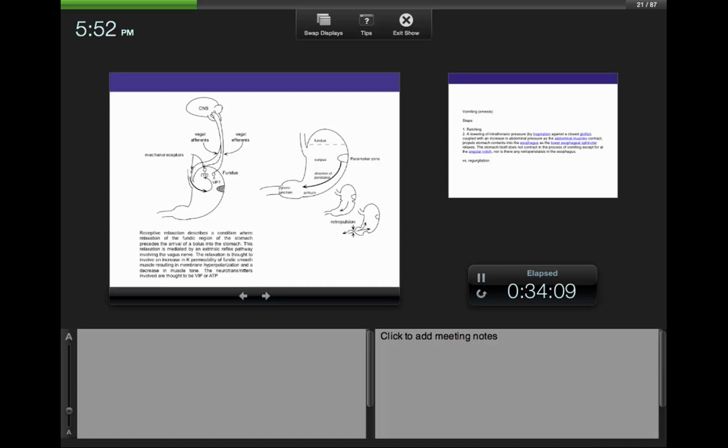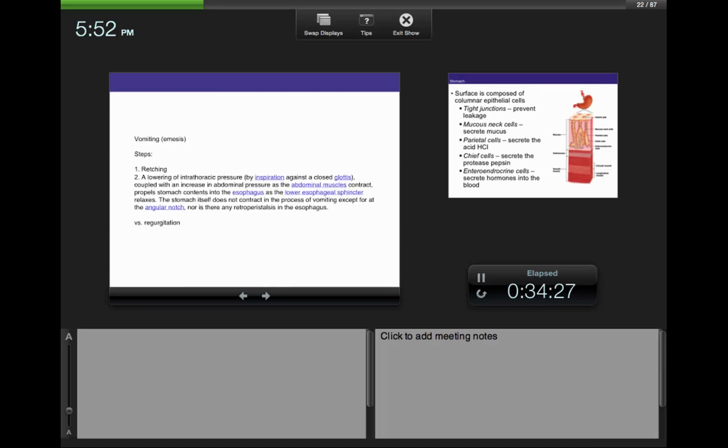Okay, we did talk about the vomiting reflex too. So this is just kind of intro to stomach physiology. The vomiting reflex is mediated through the vomiting center. You actually have a vomiting center. Oh, I don't think this tells you where it is. I believe this is in the medulla oblongata as well.